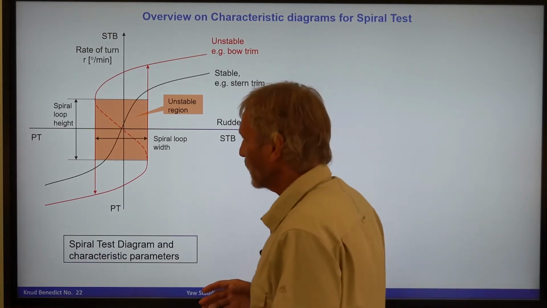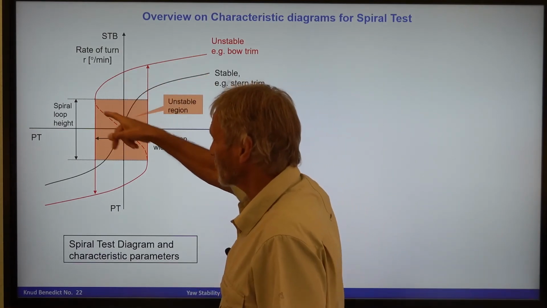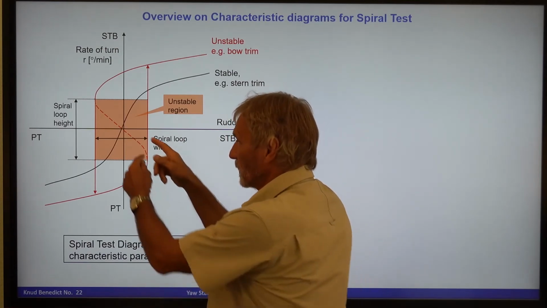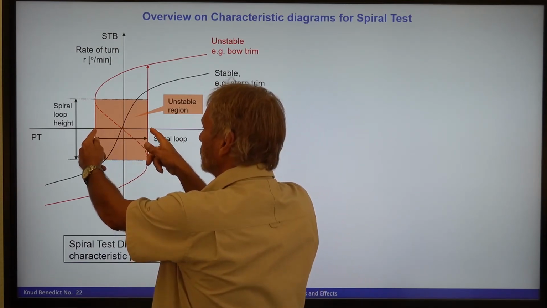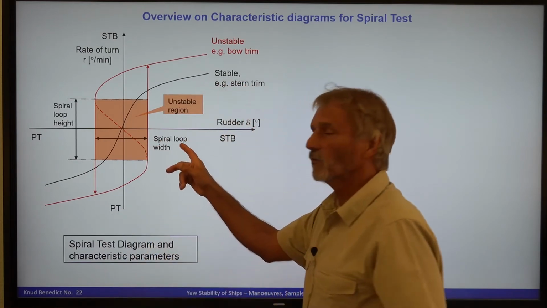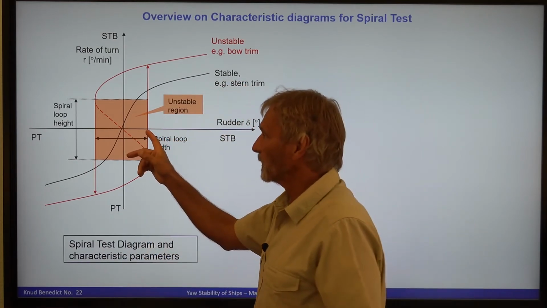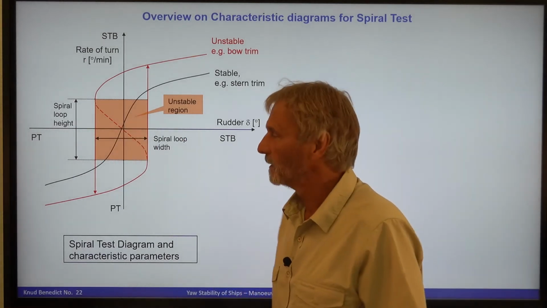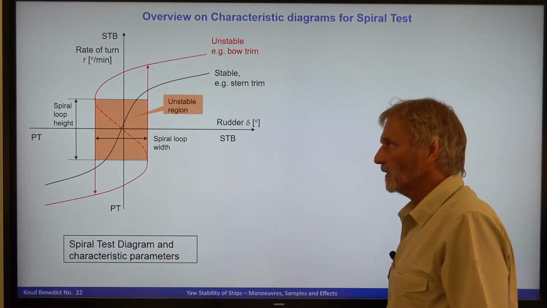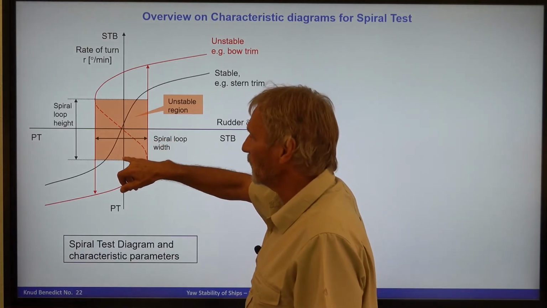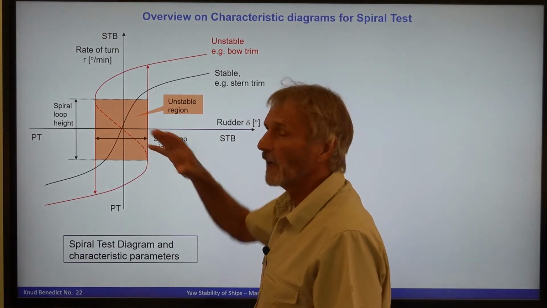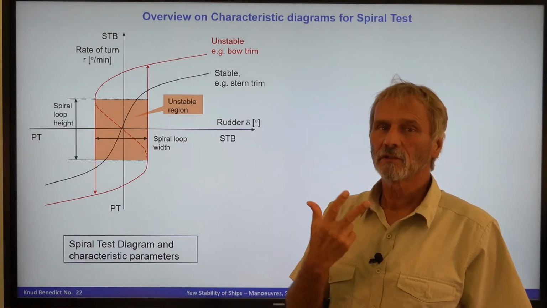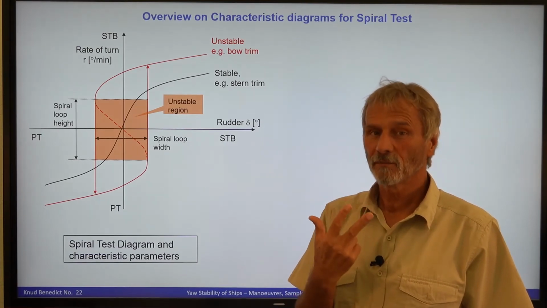But it's important that for the unstable vessel, we have a range of instability. This is exactly for these rudder angles. This is the so-called spiral loop width. So maybe it's from plus to minus 10 degrees. And this means in this range of rudder angles, you always have 3 results of potential ship motion, equilibrium conditions.